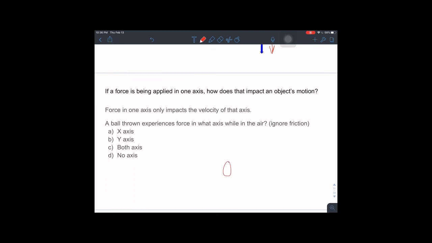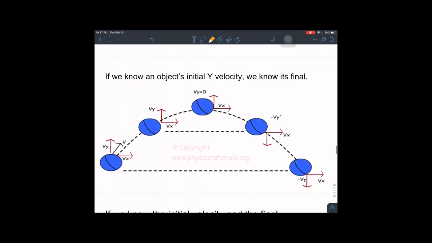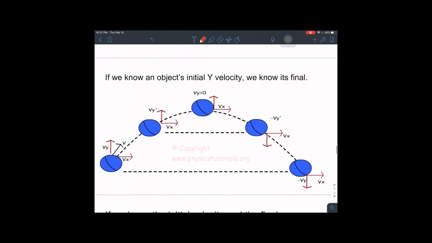Well, we know a ball being thrown at some angle has an x velocity, a y velocity, and a total velocity. We know this x velocity is never going to change over the entire course of the flight. Its y velocity will change as it's being impacted by gravity, which means only the y-axis experiences some force. If we know an object's initial y velocity, we know its final y velocity. If a ball was launched up at 5 meters per second, it will come down at 5 meters per second.